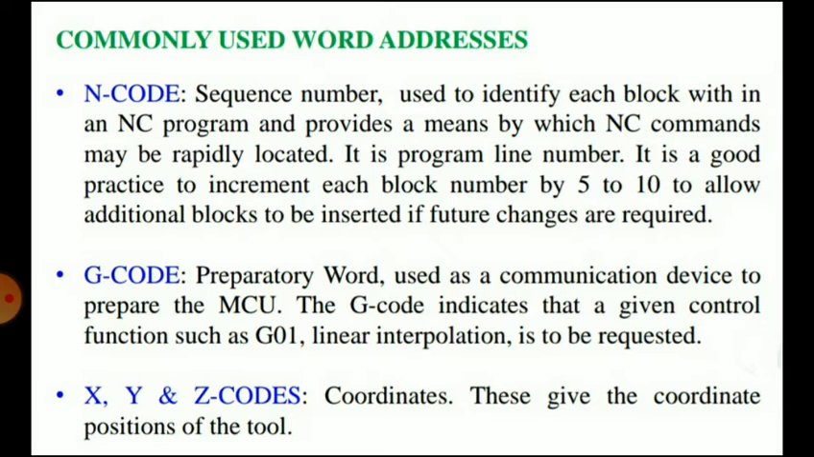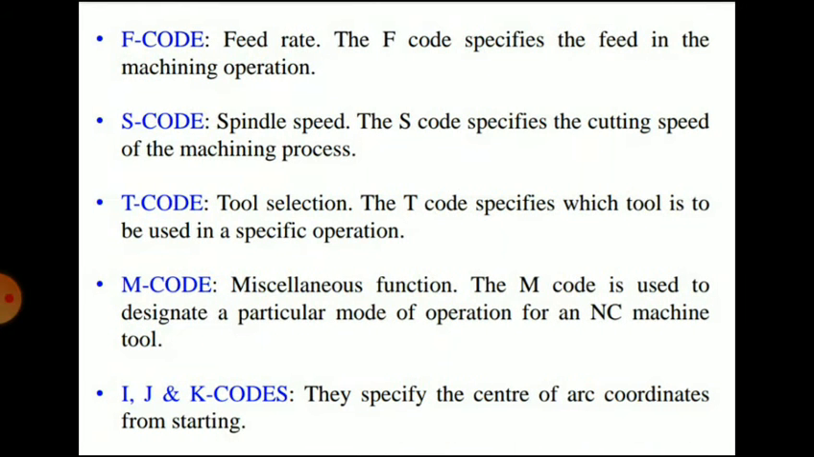Then G code, that is preparatory words, used as a communication device to prepare the MCU, that is machine control unit. The G code indicates that a given control function such as G01, that is linear interpolation, is to be requested. So these are the preparatory functions. X, Y, Z codes mean coordinates. These give the coordinate positions of the tool where you have to reach. F code means it is a feed rate.